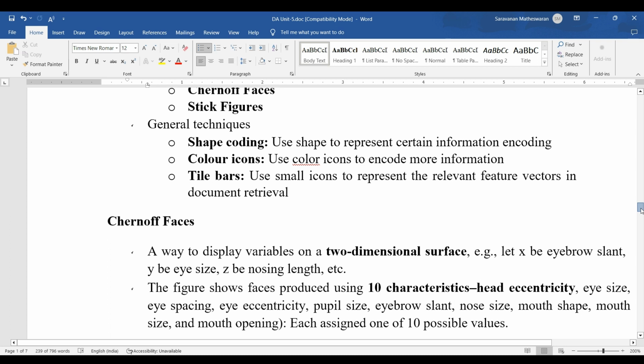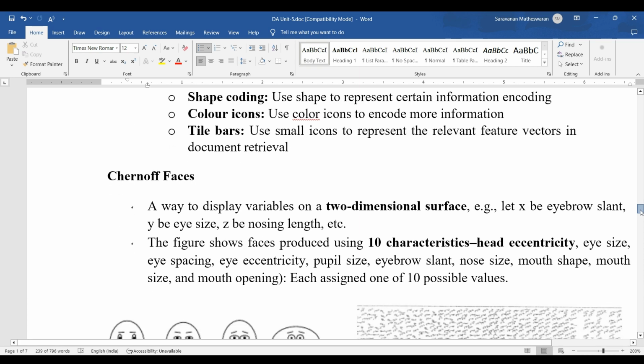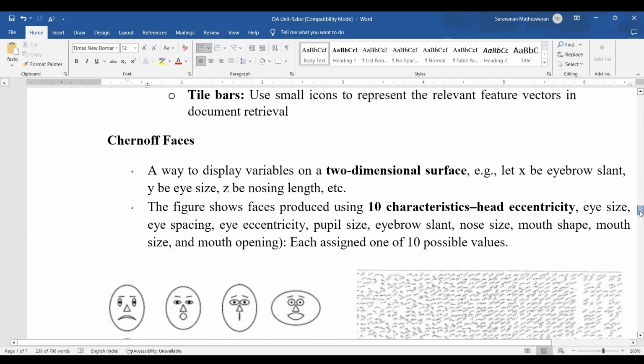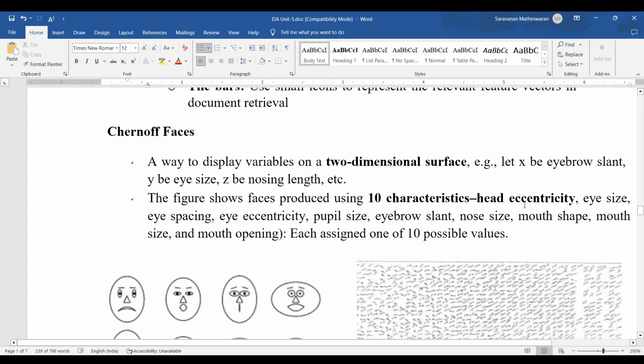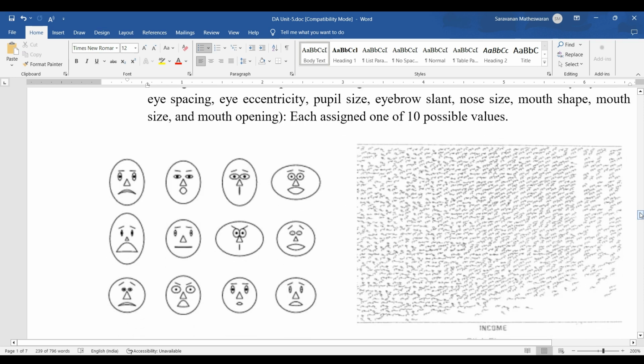The Chernoff faces. A two-dimensional surface is there. X is considered as the eyebrow slant, Y is the eye size, Z is the nose length. So based on the adjustment, you can produce 10 characteristics: eye size, eye spacing, pupil size, eyebrow slant, nose size, mouth size. In this way you can produce 10 possible different values. This is considered the Chernoff face.